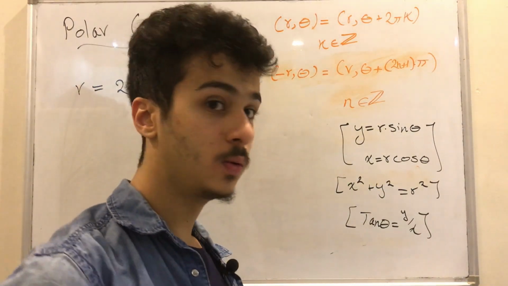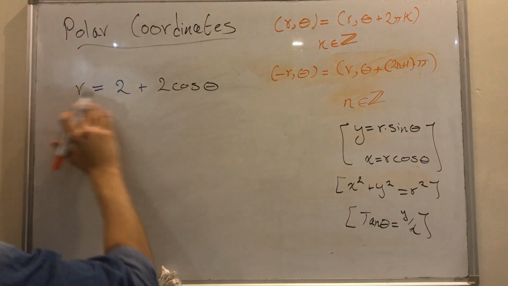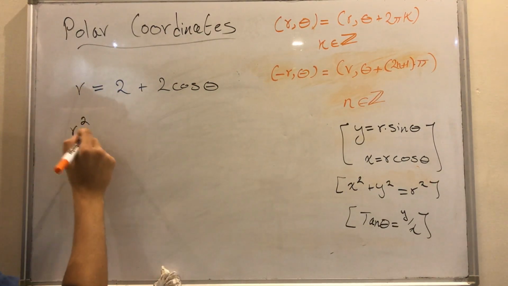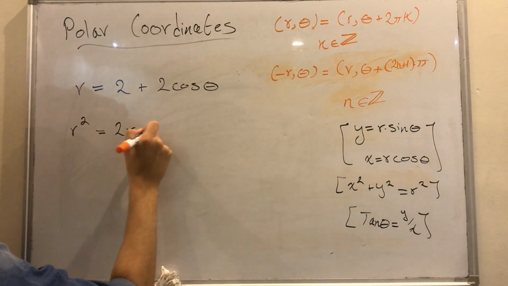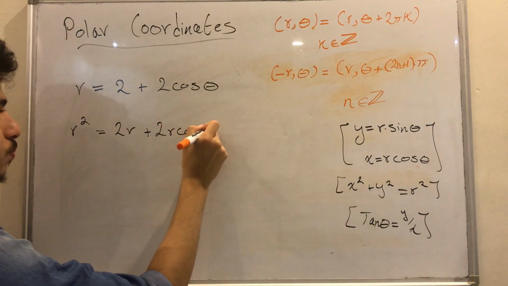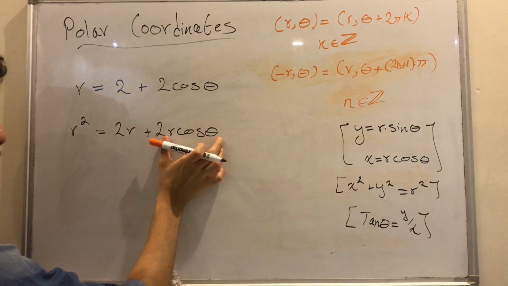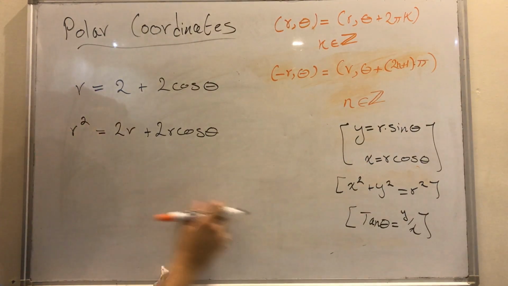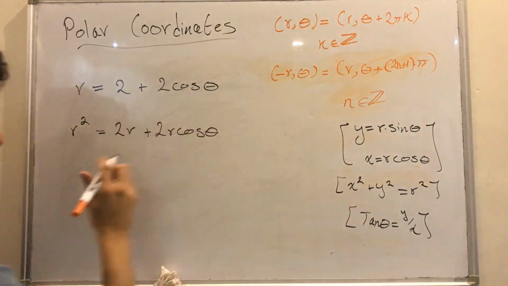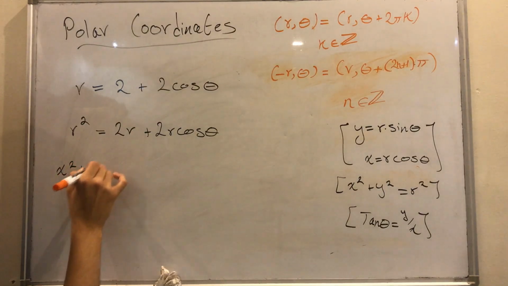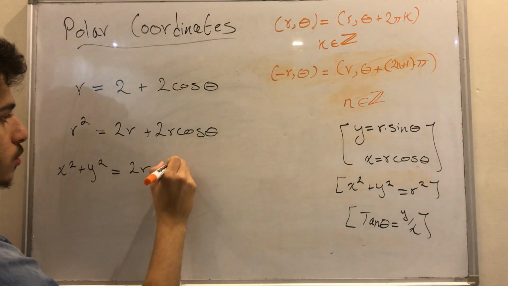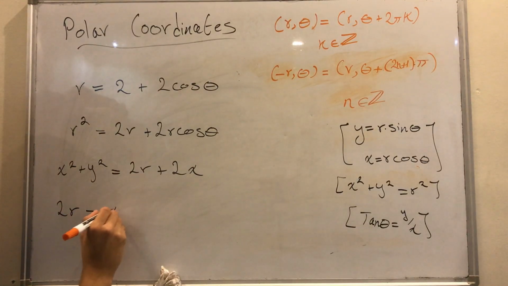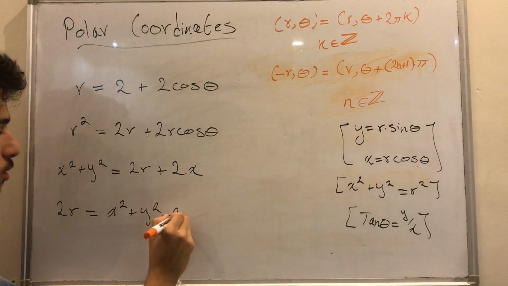So you can do this in multiple ways, but I'll first multiply everything by r, which will help me. Here on the left side, we get r squared is equal to 2r plus 2r cosine theta. How did that help? Well, now we have r cosine theta, which is x, and we have r squared, which is x squared plus y squared. And so that greatly helped. So that's x squared plus y squared is equal to 2r plus 2x. Let's isolate the 2r, and we get x squared plus y squared minus 2x.